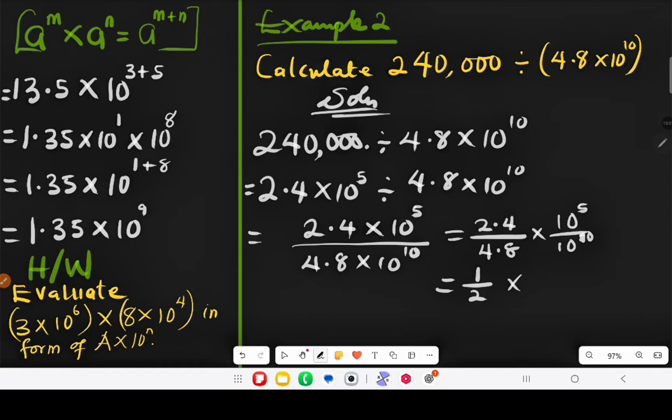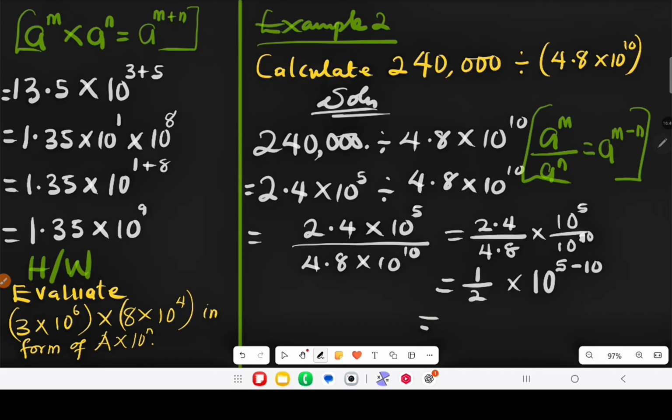Then in the division law of indices, where we have a raised to the power of m divided by a raised to the power of n is equal to a raised to the power of m minus n. The power of the numerator will minus the power of the denominator. If this is true, we are going to apply it here. And if we apply that, we take 1 of the base 10, then raised to the power of 5 minus 10.